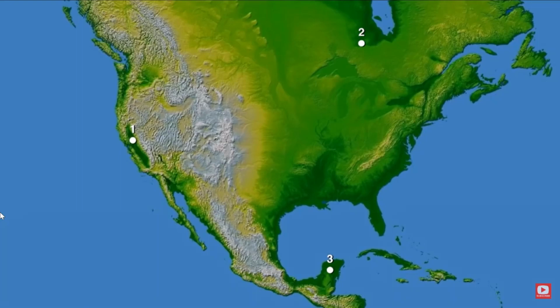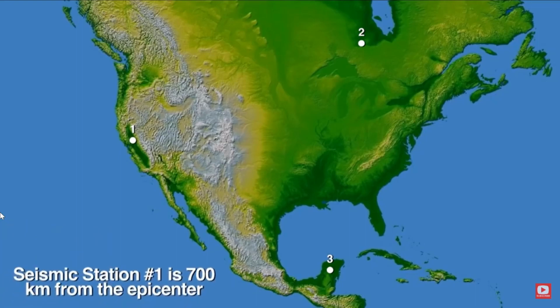So let's say you have done that, and you have established that seismic station 1 is approximately 700 kilometers from the earthquake. So something like this. But the problem is, we don't know if it's 700 kilometers in this direction, in this direction, in this direction. We don't know. It could be 700 kilometers in any direction. So what we can do is draw a circle around point 1 with a radius of 700 kilometers. And now we know that the epicenter is somewhere on that circle, somewhere on that line. But again, that's not good enough because we want to pinpoint the location.